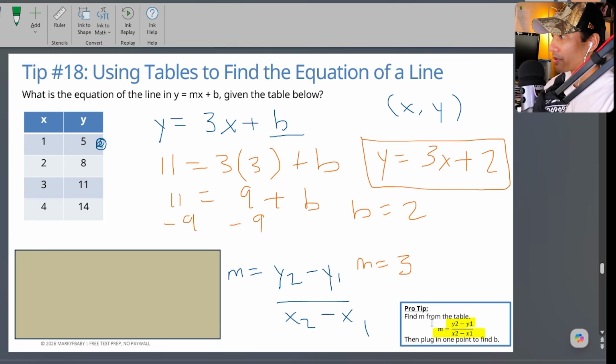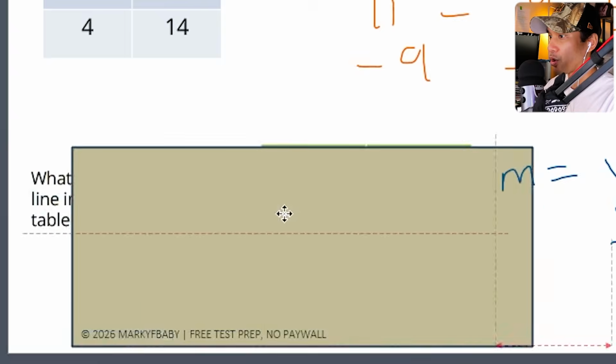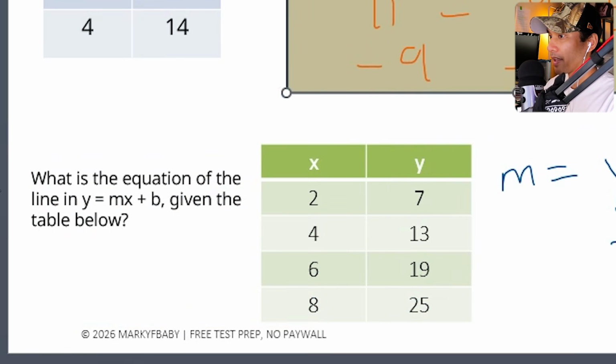Okay, pro tip: find m from the table with the equation m equals y2 minus y1 over x2 minus x1. Then plug in 1 point or 1 coordinate to find b. All right, perfect. Here is your challenge question. What is the equation of the line in y equals mx plus b given the table below? Let me know in the comments below.